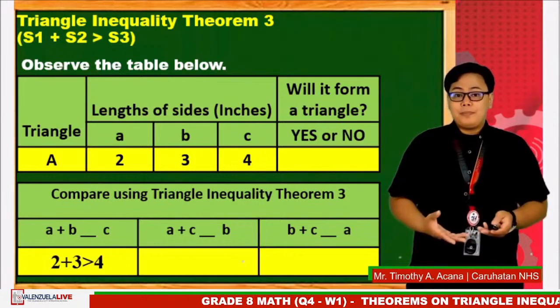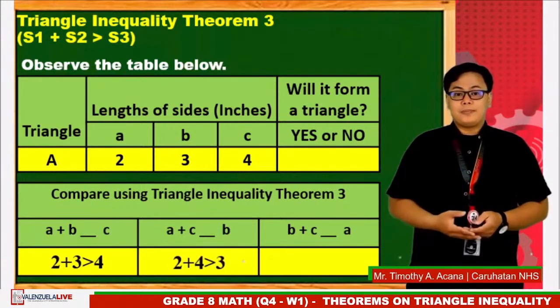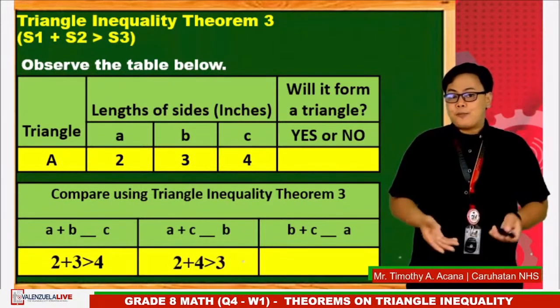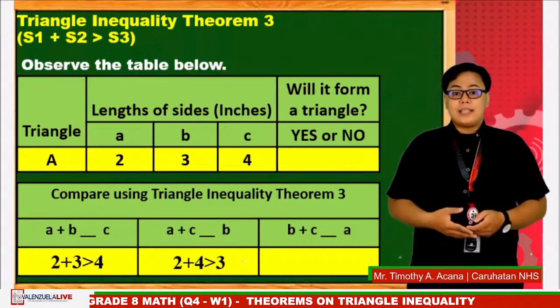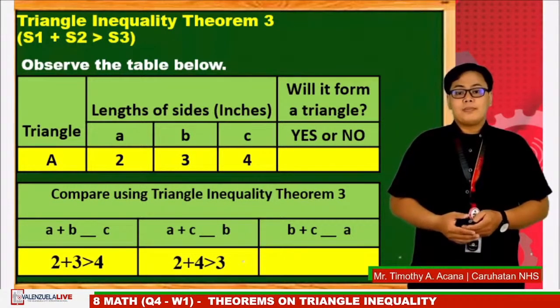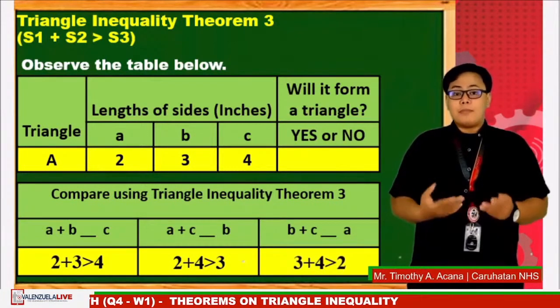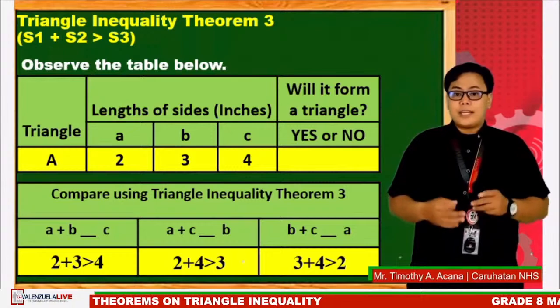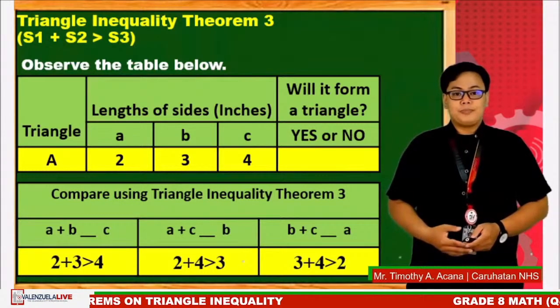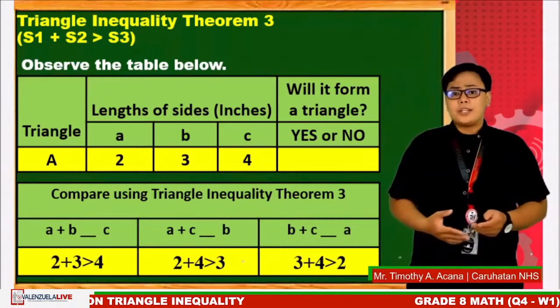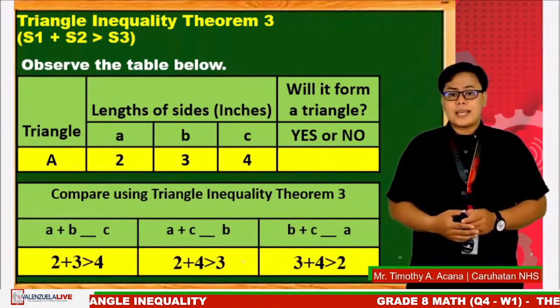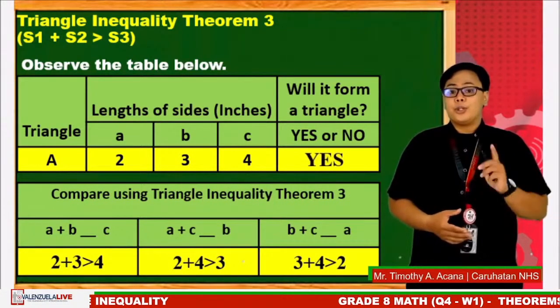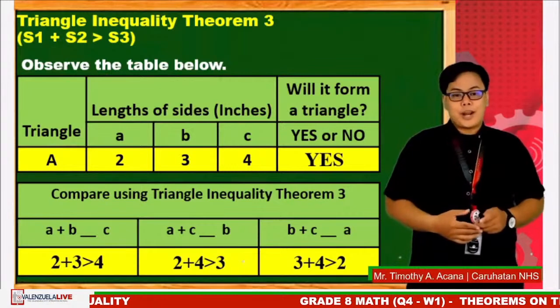Next, we have A plus C. 2 plus 4 is greater than the remaining side, which is 3. And lastly, we have B plus C, which is 3 plus 4, is greater than the remaining side, which is 2. Since the sum of any two sides is greater than the remaining side, therefore, 2, 3, and 4 will form a triangle.